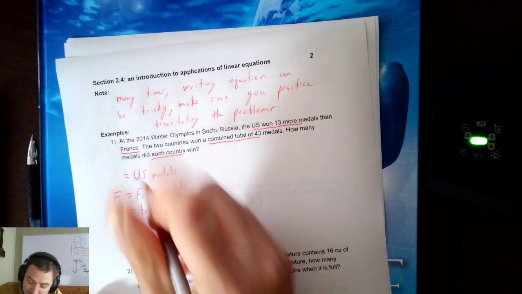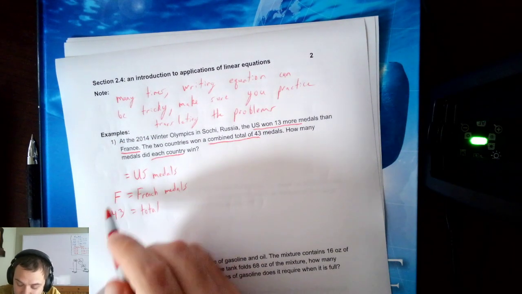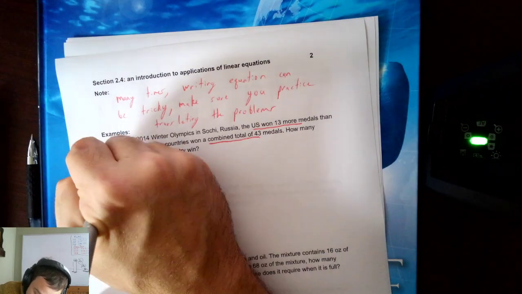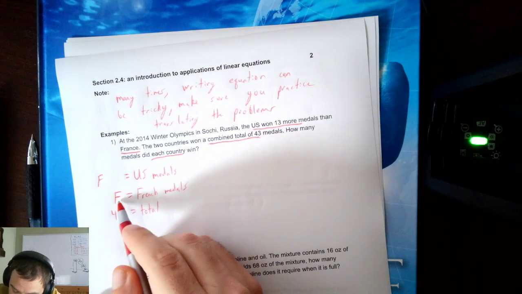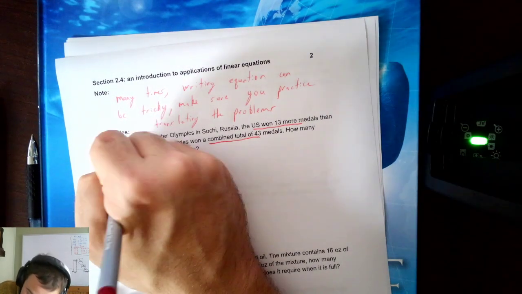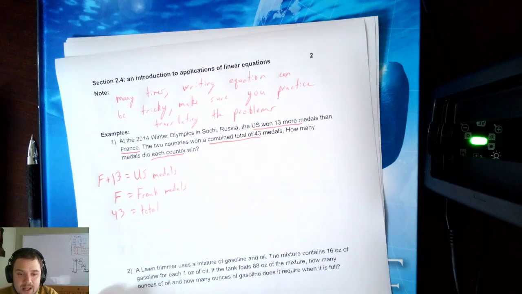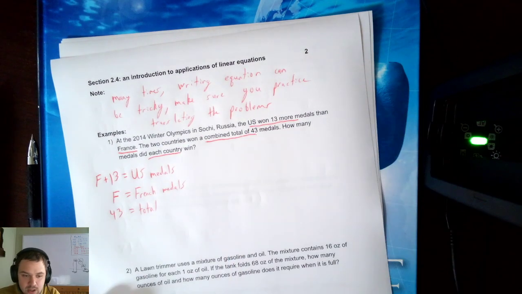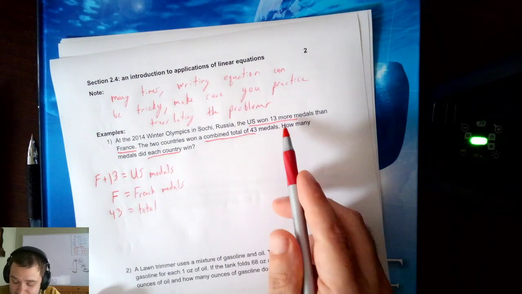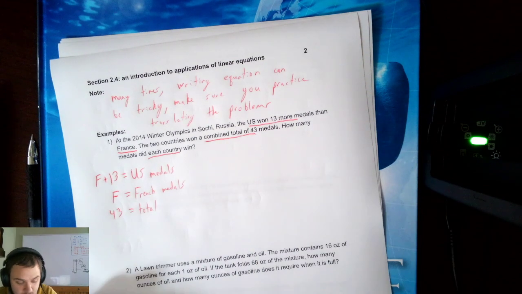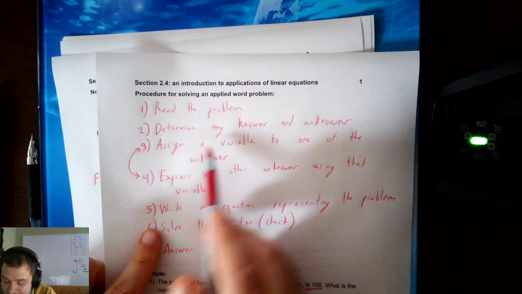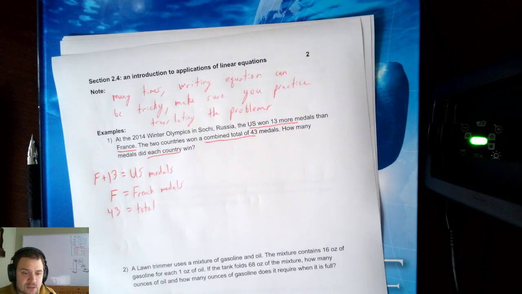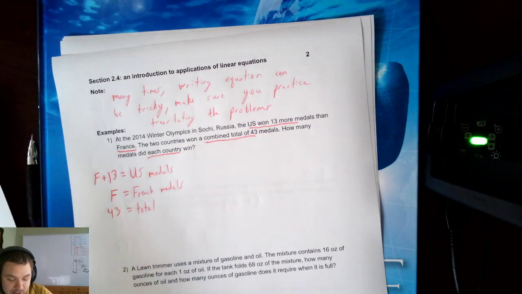Now, I have the French medals represented by capital F. I need to represent the U.S. medals using the letter F. Well, the question tells me whatever France won, the U.S. won 13 more than France did, right? France plus 13 is equal to the U.S. medals, right? French medals plus 13 is the U.S. That's what this sentence tells me. So I've now expressed all of my unknowns using the same variable, right? It's all in terms of F. I've used the letter F for everything.